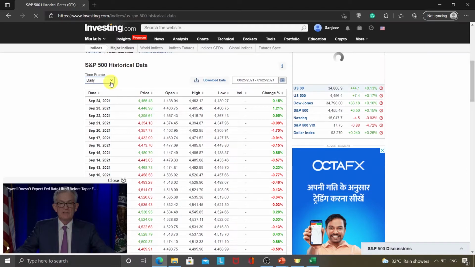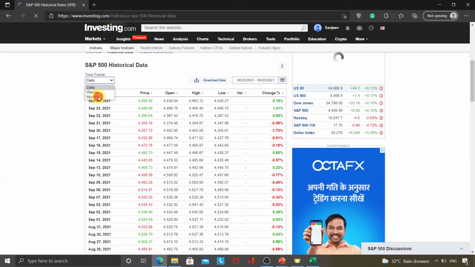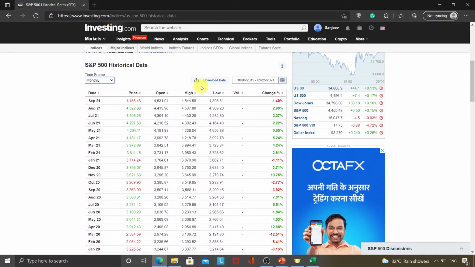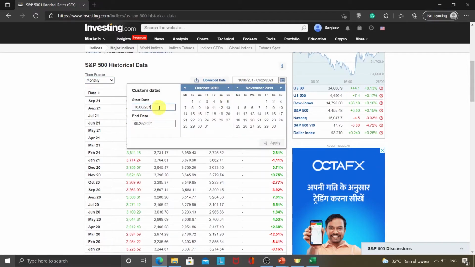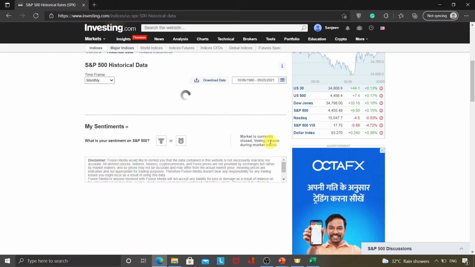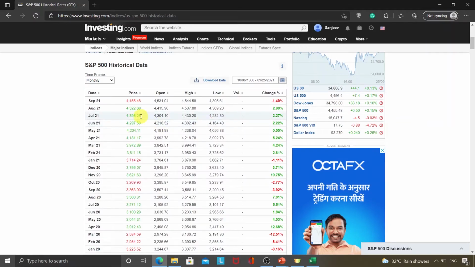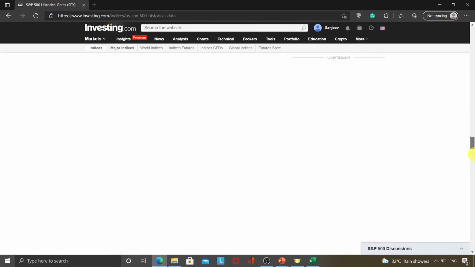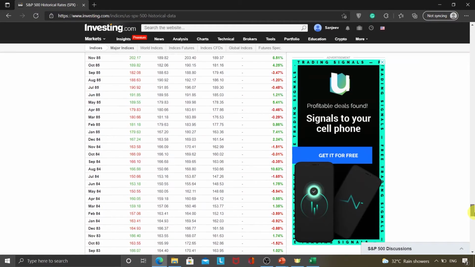So I can choose the monthly basis, and I want to check the historical data for all the period since 1980, because I want to check the return on market for the S&P 500 since 1980. So I go and choose the year 1980, and based upon that, if I apply my filter, you can see that the prices for all the months since the year 1980 have been reflected here.